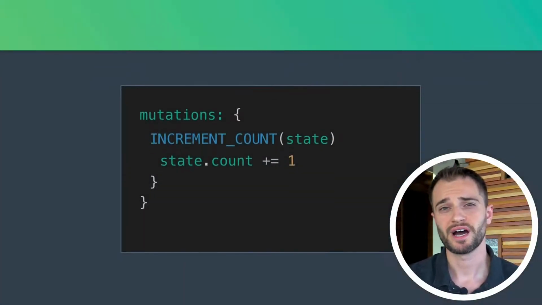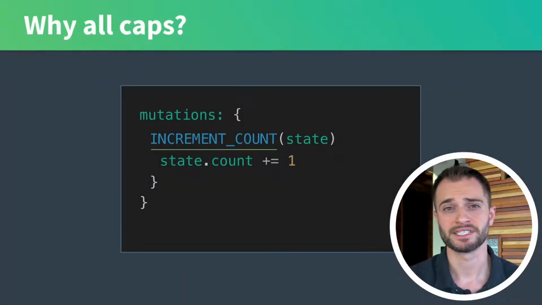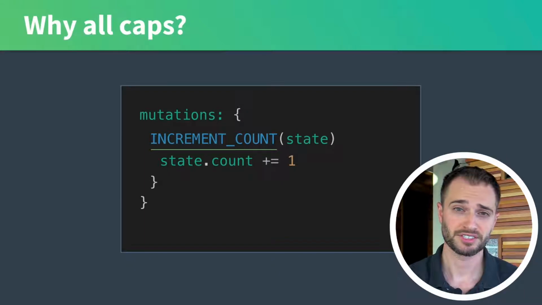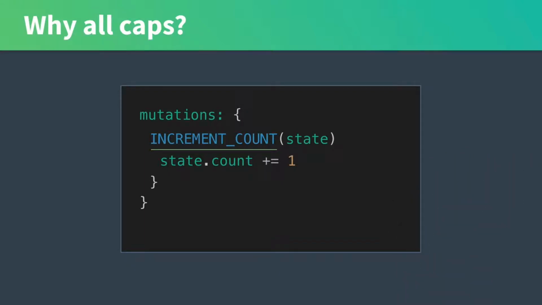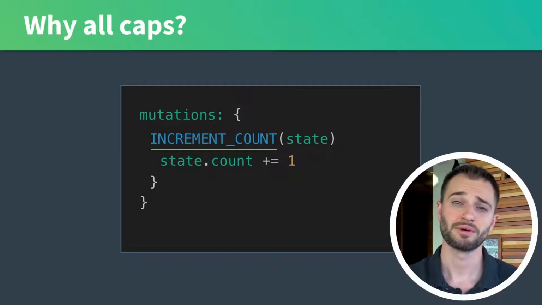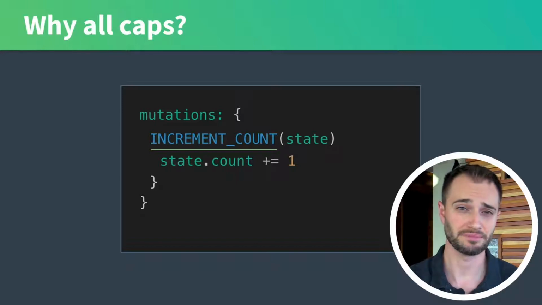Now you might be wondering why these mutations are written in all caps. This is common in flux-based patterns, which Vuex is designed after, but it's entirely optional. You'll also see mutations written in camel case, so it's up to you. However, the advantage to having it all in caps is you know exactly what mutations are available to you when you look at your files, and it will be very clear when you're committing a mutation versus calling an action.